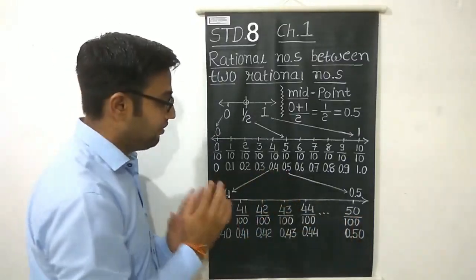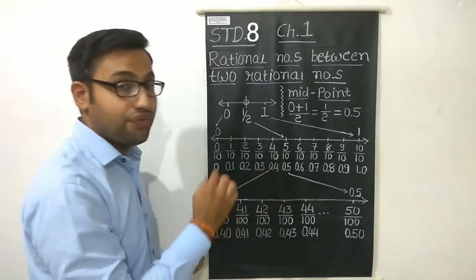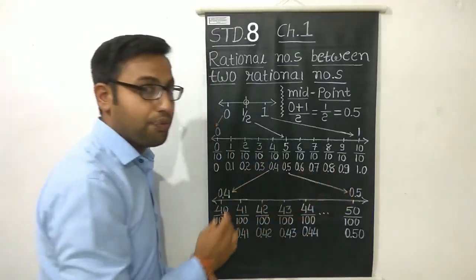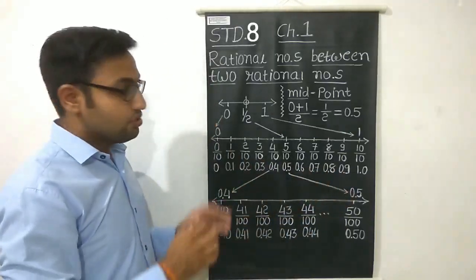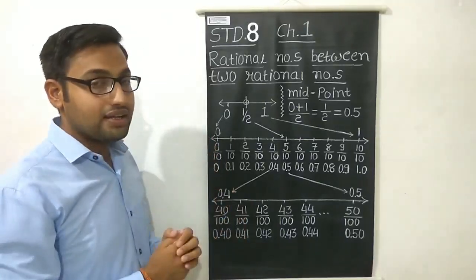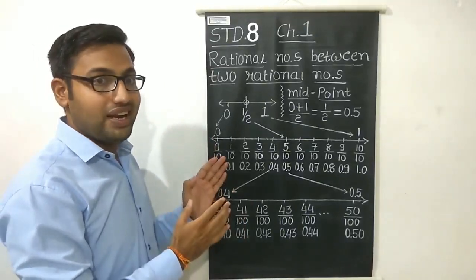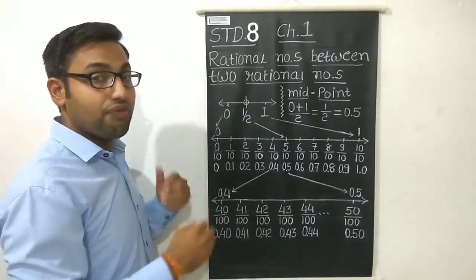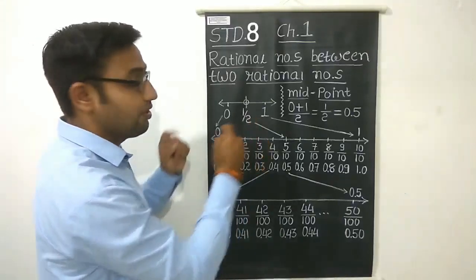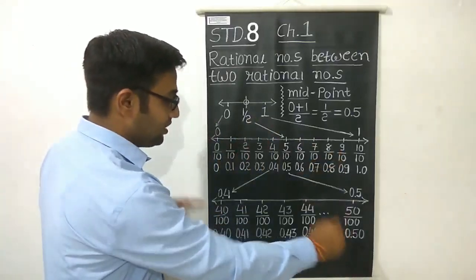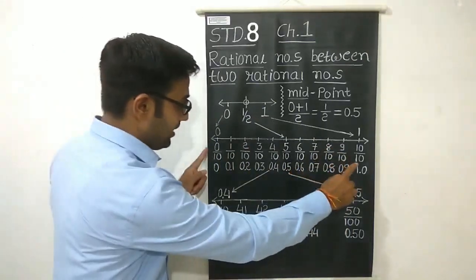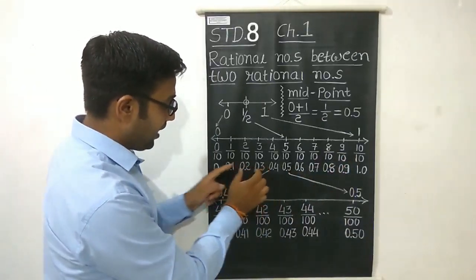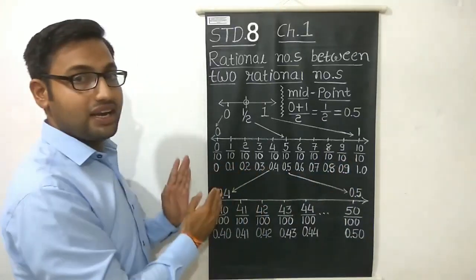In the same way, we can get 10 numbers between 0.5 and 0.6. In the same way, we will get 10 numbers between 0.8 and 0.9. So now you can think that there are infinite numbers between any two numbers. Where did we start from? We started from 0 and 1. And up to this, how many numbers did we get? 10 and 10, so 20 numbers. If we magnify another portion, we again get 10 numbers.